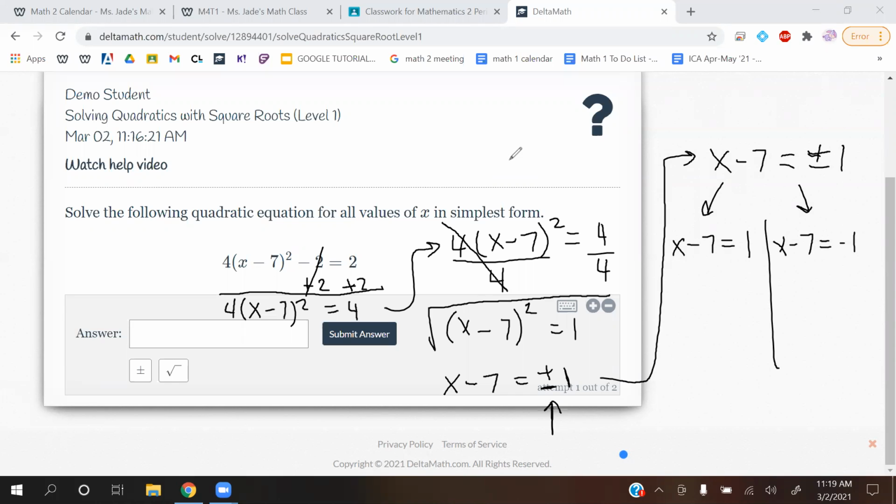And then now we can solve for x. We're going to get two x values. Let's do this side first. So if I add 7 on both sides, these will cancel out. You get x is equal to 8. Here's one answer. Let's do the other side. You're going to add 7, add 7. These cancel out, and you get x is equal to 6. So for this problem, we will have two answers, x equals 8 and x equals 6.